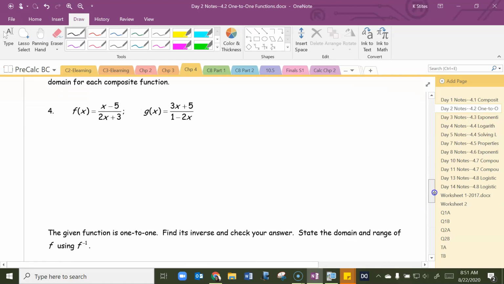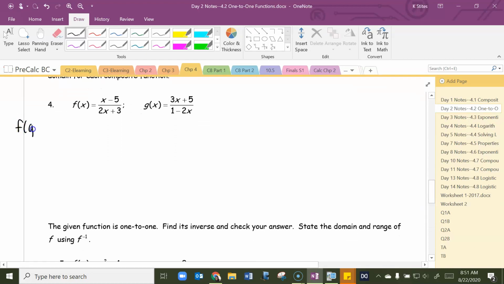Where am I? Here we go. All right, so I'm going to start with f of g of x, which means I'm taking this and it's going there and it's going there. Yes, I know. All right, so let's just take a minute and plug it all in.